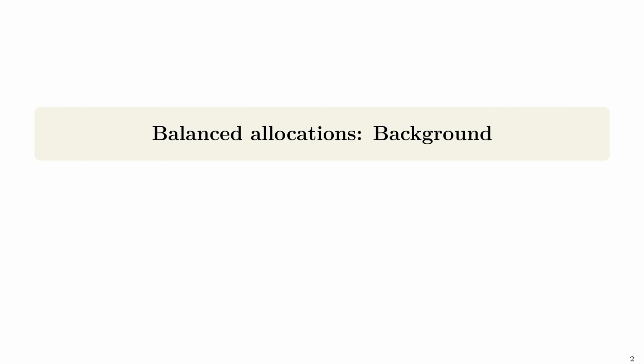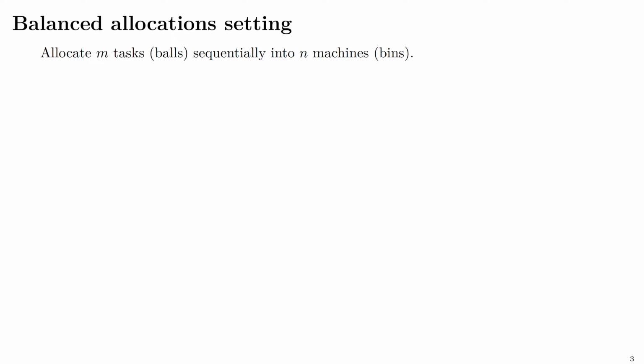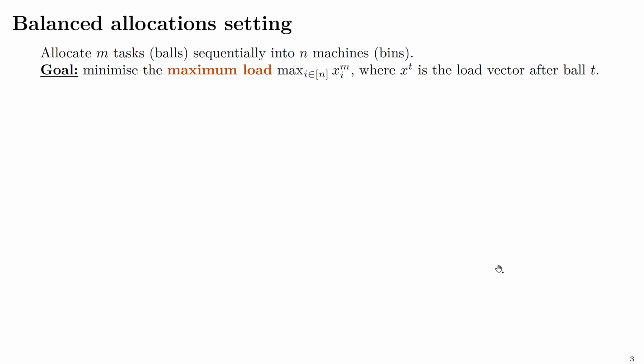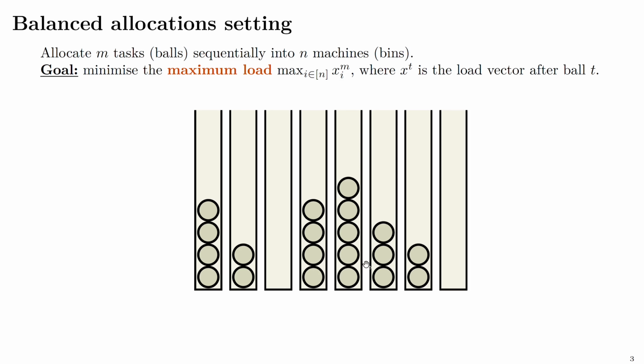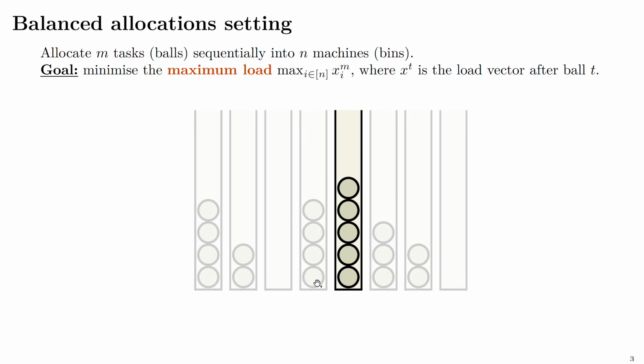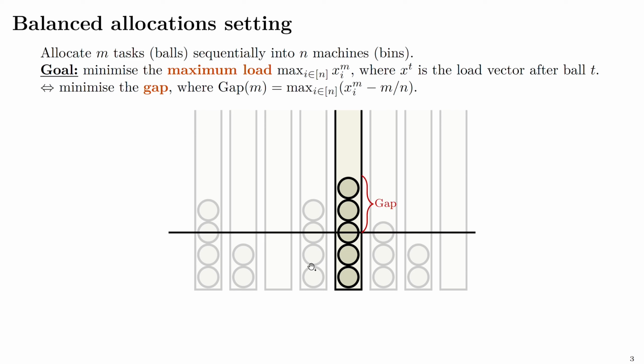We will start with some background on sequential allocation processes. In this setting, we need to allocate m tasks or balls sequentially into n machines or bins, and the goal is to minimize the maximum load. For this load vector here, the maximum load is 5. This is equivalent to minimizing the gap, which is the distance of the maximum load to the mean.